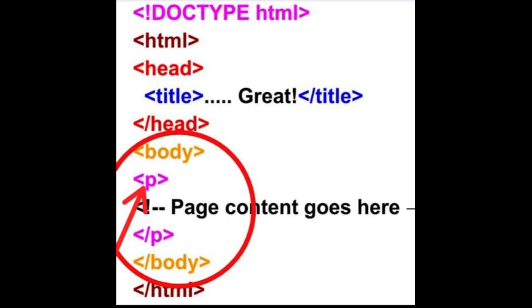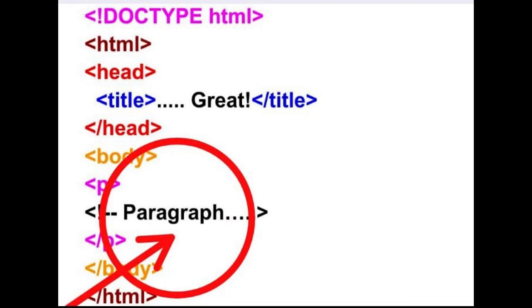Within the body tag, we use the opening and closing paragraph tags. They are open angle bracket P and close angle bracket P, respectively. Everything we write between these tags will be treated as a paragraph.